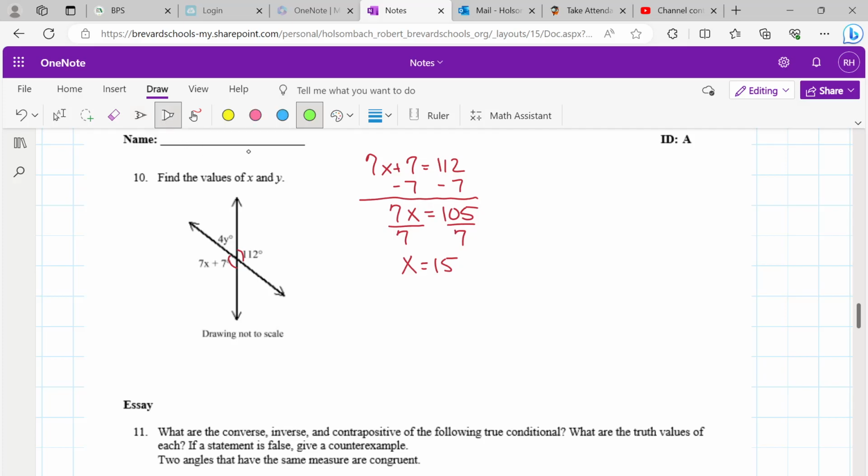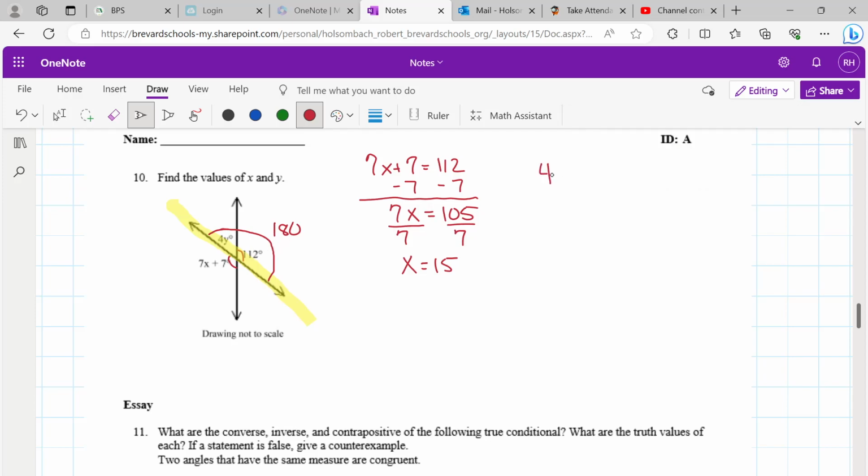Does everybody see in the diagram? Let's look at this line right here. This diagonal line, the highlighted line, it's a straight line. So the sum of these two angles is what? 180. So 4y and 112, those are called a linear pair. And the sum of a linear pair of angles is 180 degrees.